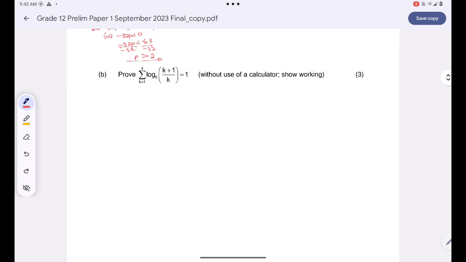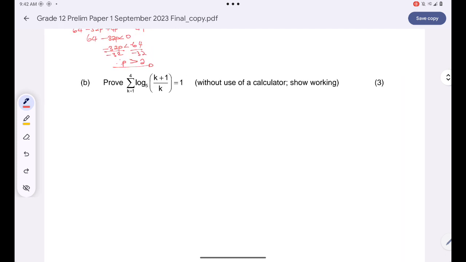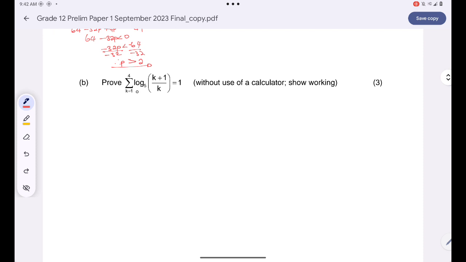Now I'm supposed to prove that this sigma over here is equal to 1. Remember that sigma is just a Greek letter that tells us that you must add the terms. So I'm just supposed to substitute over here starting from 1, and then I will end at 4. So for the first term, I'll end up having the log of (k plus 1) over k. That's 1 plus 1 over 1, which is basically 2, base 5.